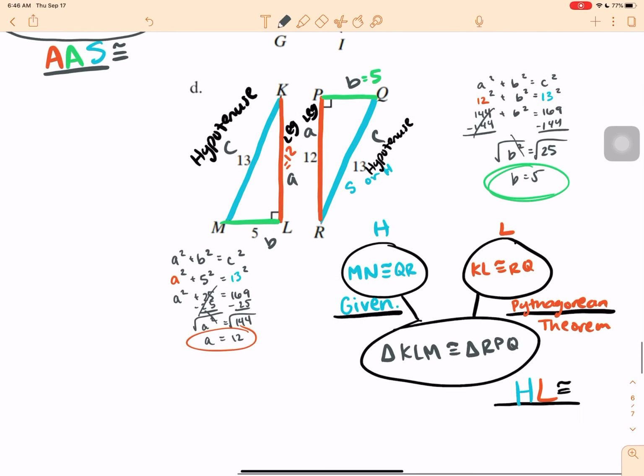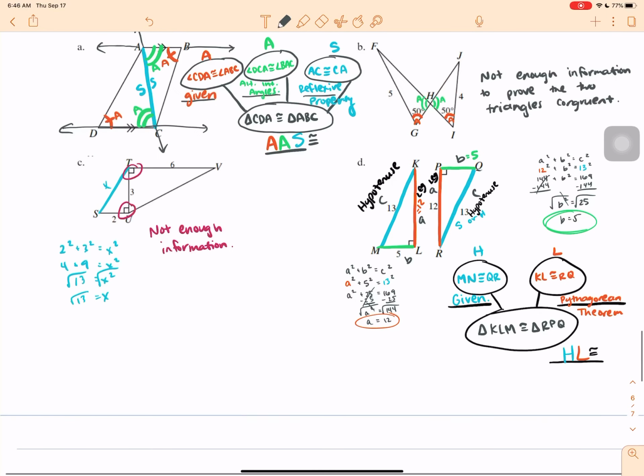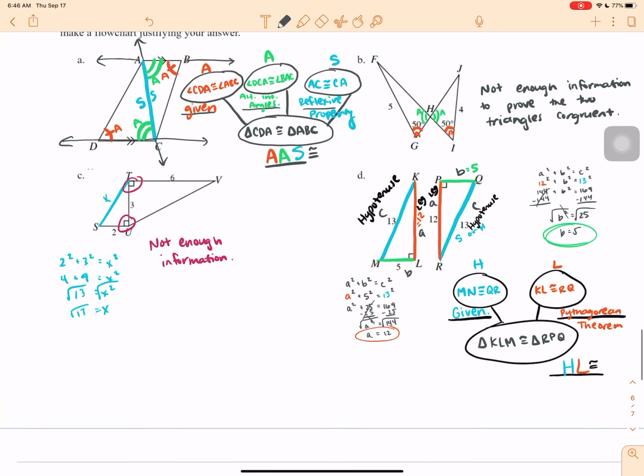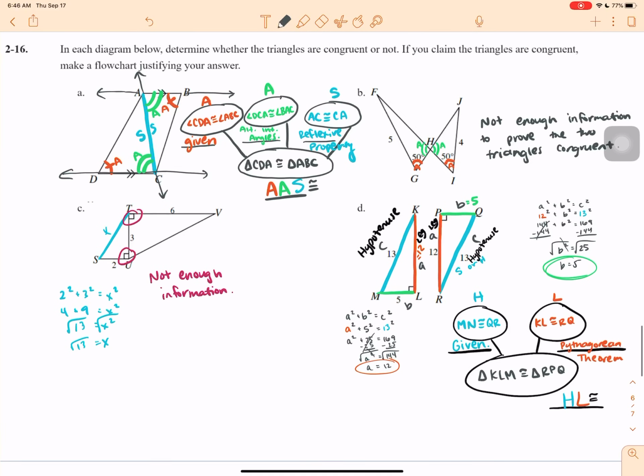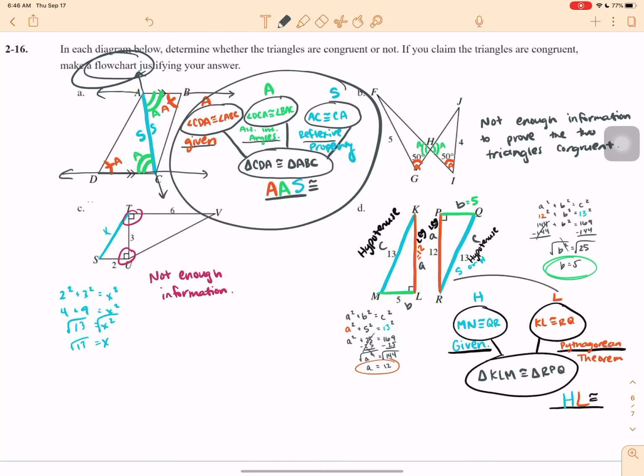We are all done. Sorry, I tried to keep this as short as possible, but hopefully you feel confident now with flowcharts and two-column proofs. So again, these were flowcharts for the ones that were congruent.